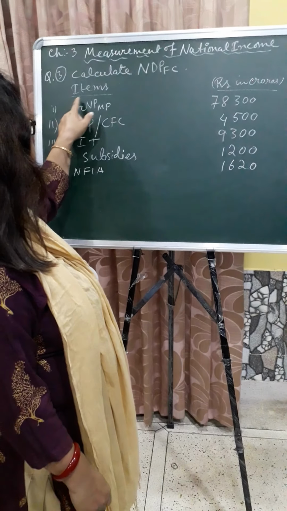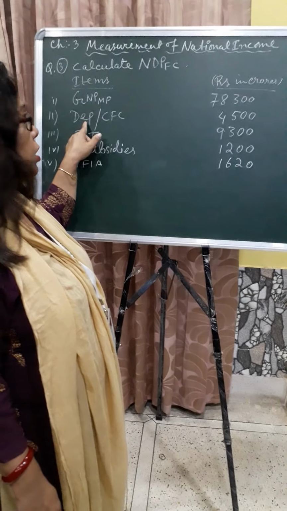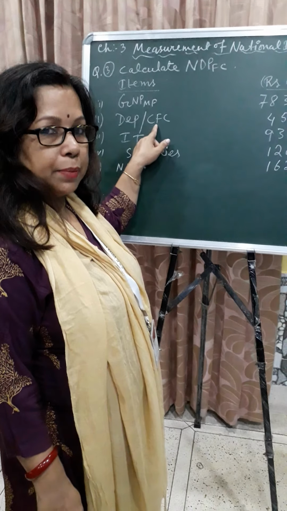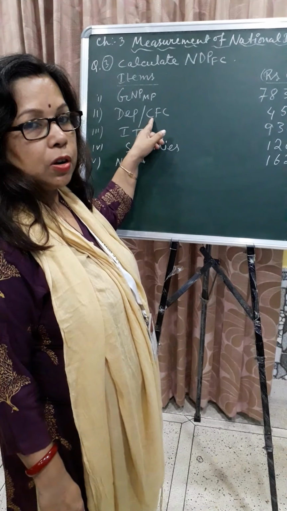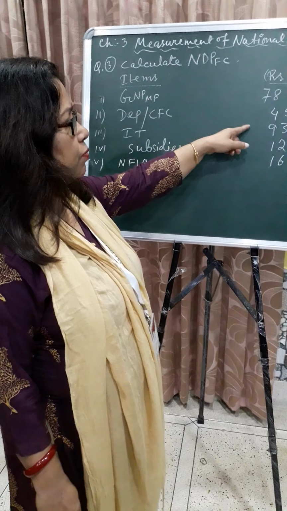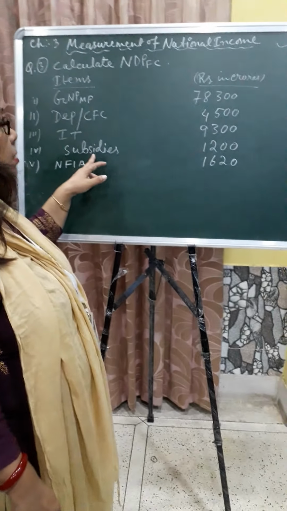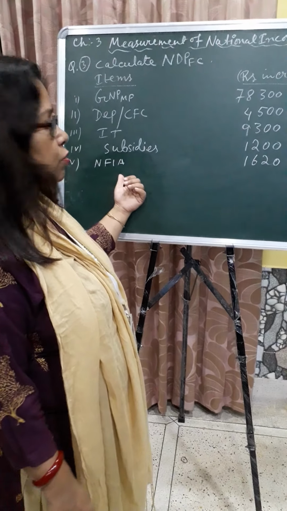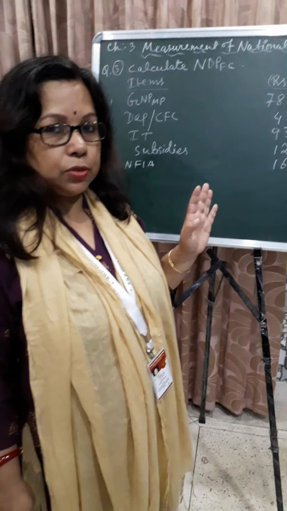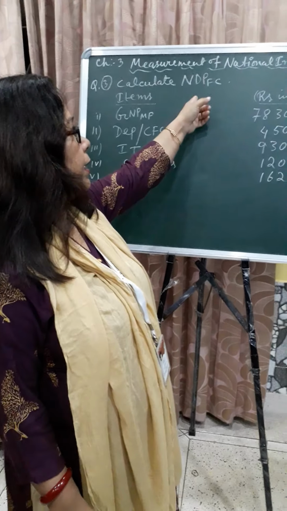Items: GNPMP 78,000; depreciation or CFC. CFC full form is consumption of fixed capital, so depreciation or CFC is the same thing, value 4,000. IT means indirect tax, value given. Subsidies, value given, and also NFIA, net factor income from abroad. Previously I told you how to calculate. So here we have to calculate NDPFC.